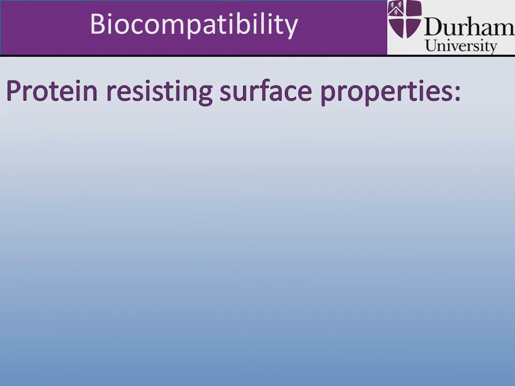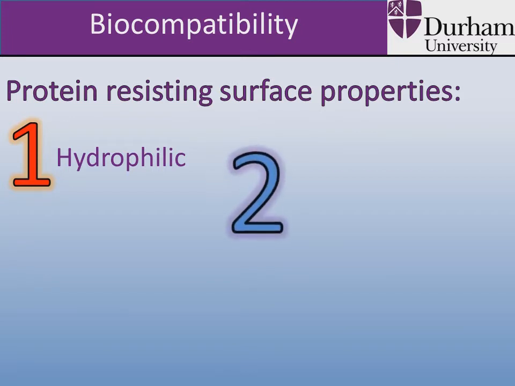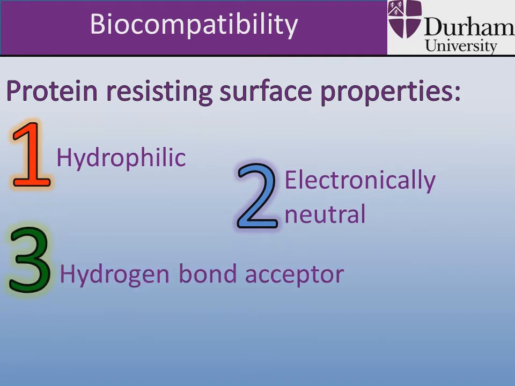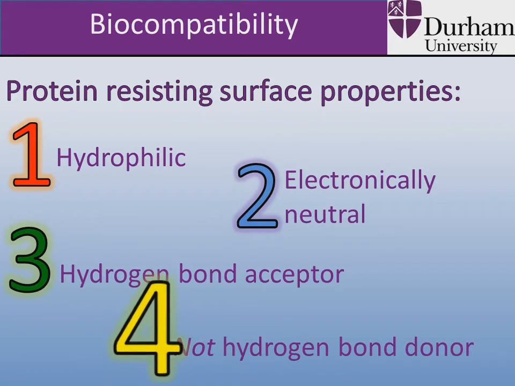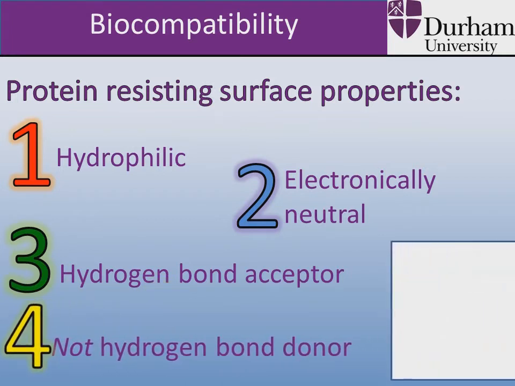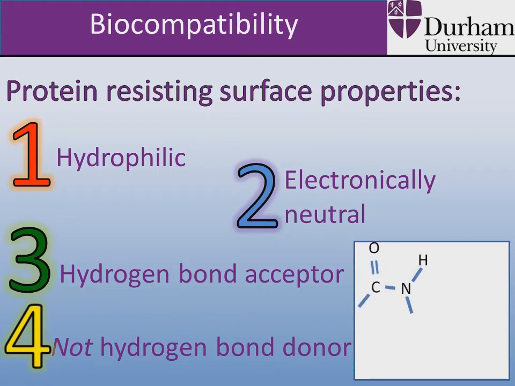More protein-resisting surface properties have been found. As well as hydrophilicity, protein-resisting surfaces are those which contain electronically neutral groups, and those which take part in hydrogen bonds by being the acceptor but not the donor. For example, electronegative oxygen and nitrogen atoms with no electropositive hydrogens.